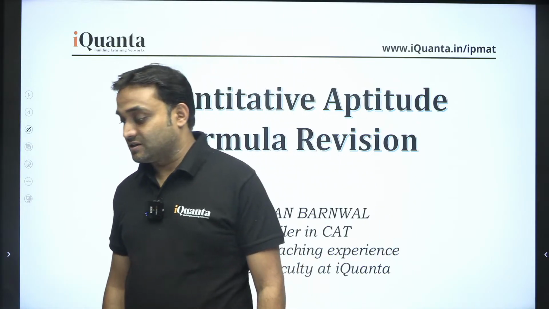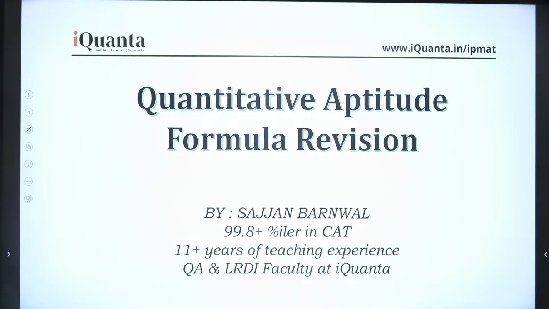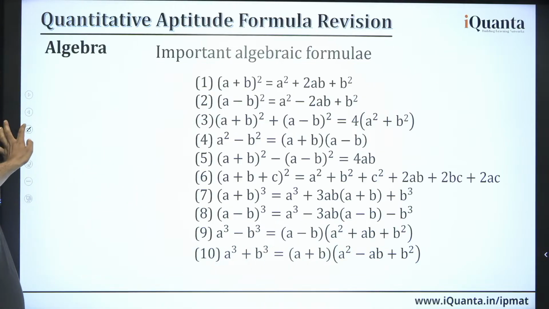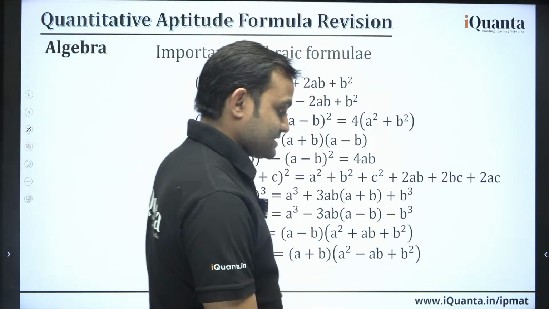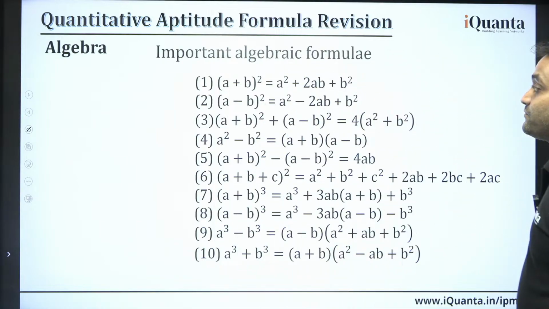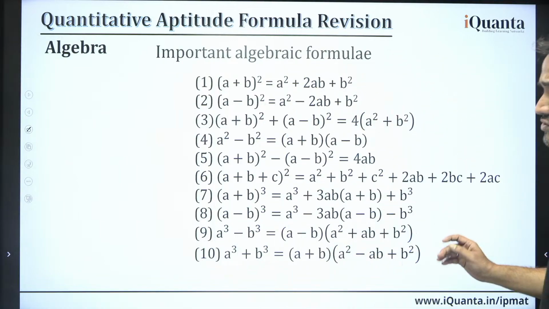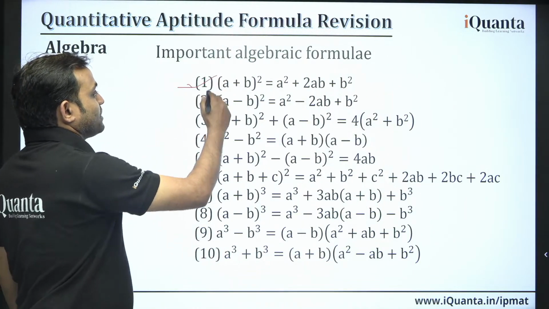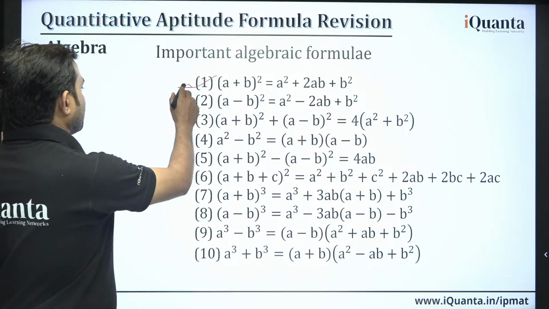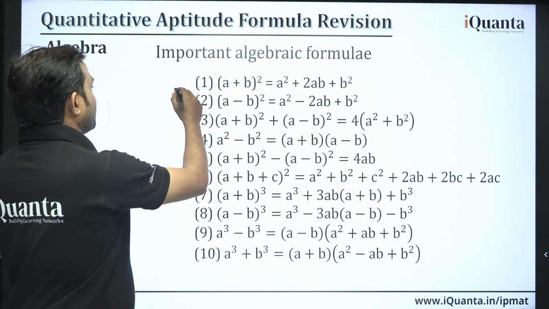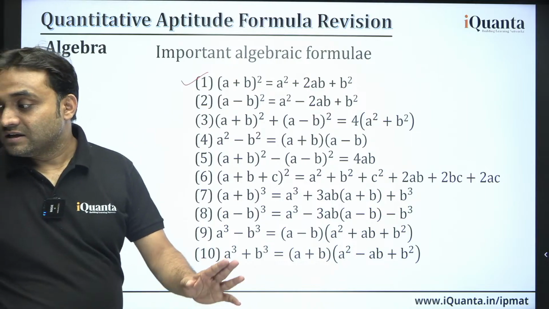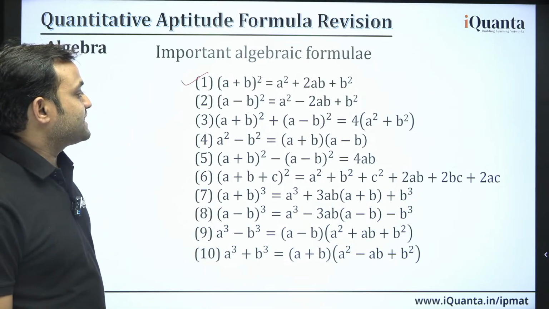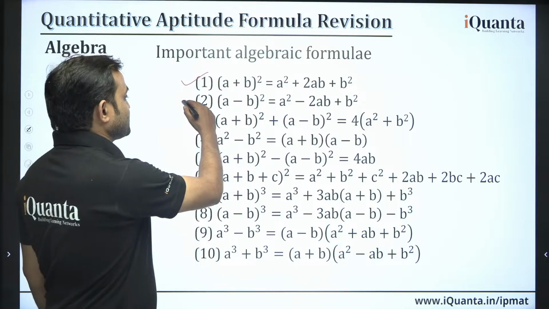So, let us continue with our session today, and let us start with our first part, which is algebraic identities, right, algebraic formulae, which are, as you can see, (a+b)^2 is equal to a^2 + 2ab + b^2. Okay, a^2 + 2ab + b^2. Then (a-b)^2 is a^2 - 2ab + b^2.